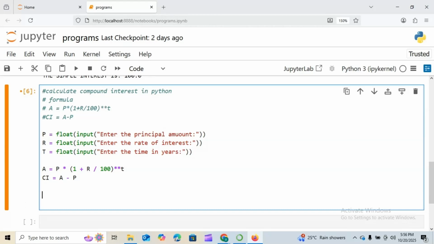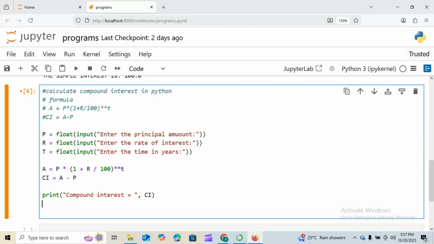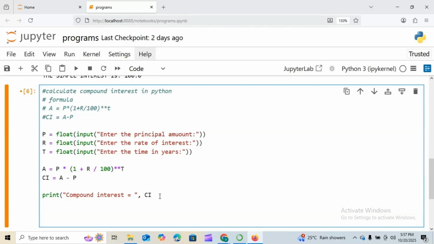Okay. So now we have to display the result also, right? So for displaying the result, we'll be writing a print compound interest equals comma CI. Close the bracket, enter. Here it should be the capital T. Okay. Then enter it here. Then again print total amount equals comma A. Okay, close the bracket.